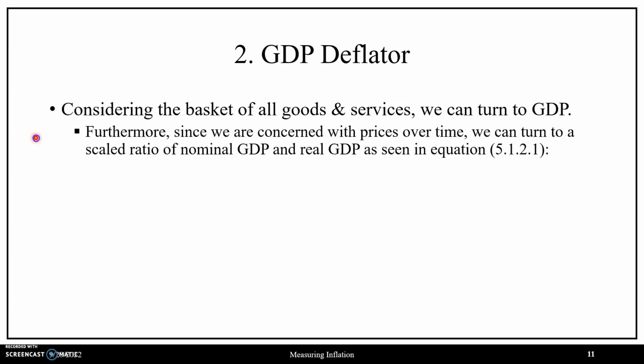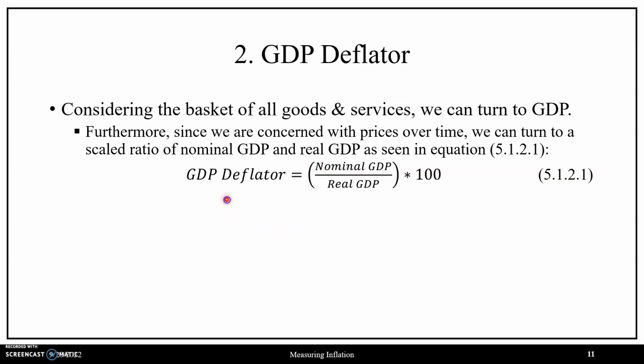Furthermore, since we're concerned with prices over time, with respect to GDP, this means that we can turn to using nominal GDP as well as real GDP and looking at them as a scaled ratio, given that nominal GDP considers output without prices being controlled for, while real GDP considers total output with respect to prices being controlled for. Therefore, looking at them in terms of a ratio will allow us to create an index to see how prices are moving in that economy, and we can see this price index in the following equation, which we'll define as the GDP deflator equaling the ratio between nominal GDP for a given year divided by real GDP for the same year, all scaled by 100.